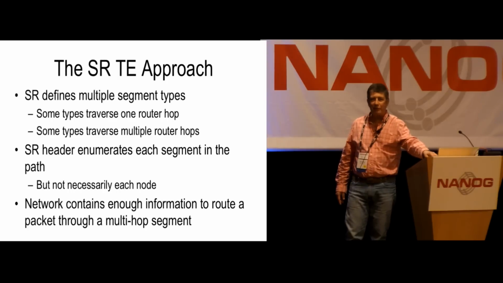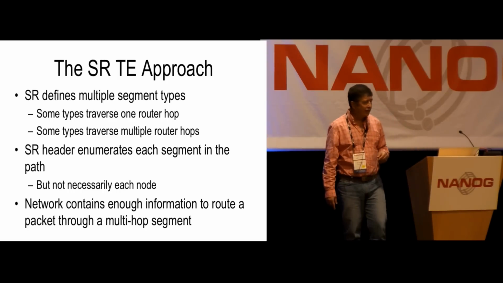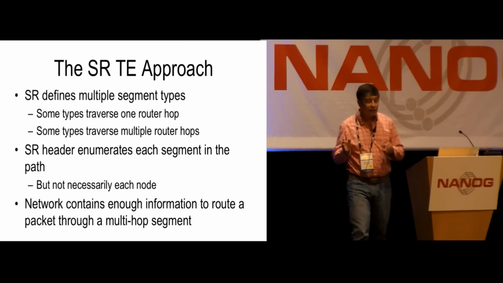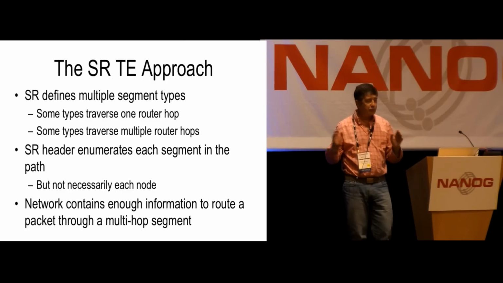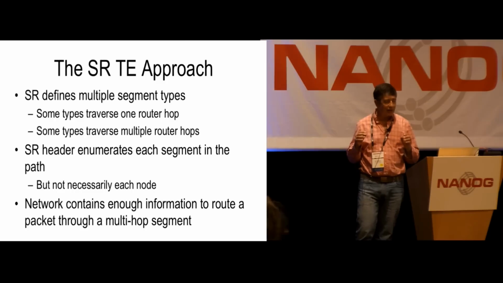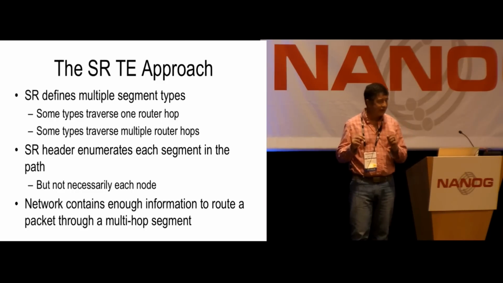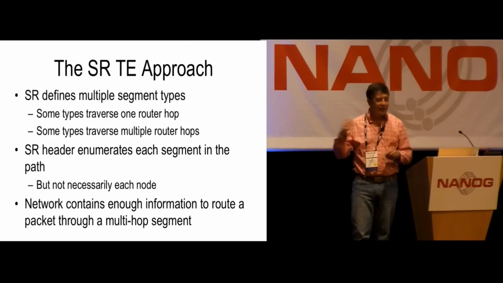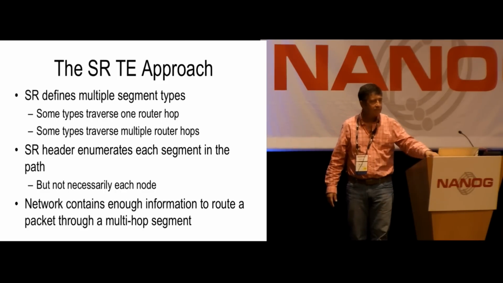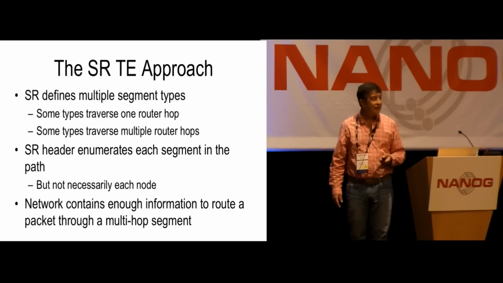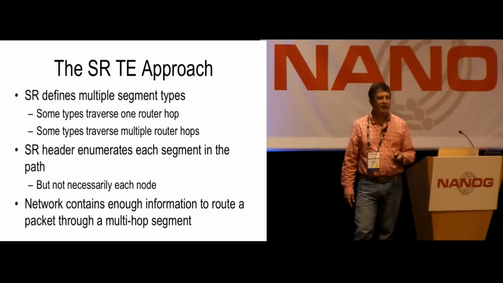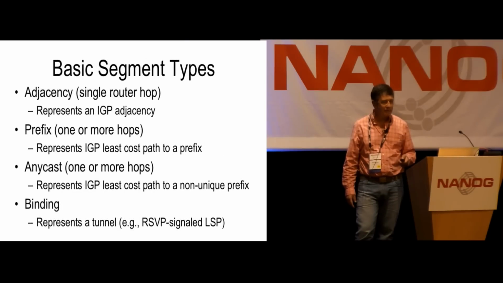Let's talk about what segment routing does. It defines multiple segment types. Some of them traverse only one hop, some traverse multiple. And it enumerates the segment types in the path, but not necessarily every node in the segment. The network has enough information in it to get you through a multi-hop segment. So far, is everybody with me? Okay, these have been abstractions at 30,000 feet. Now let's come down to 20,000 feet.